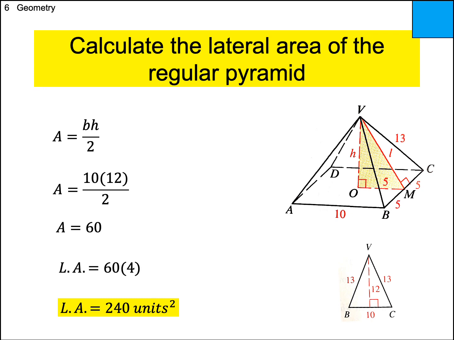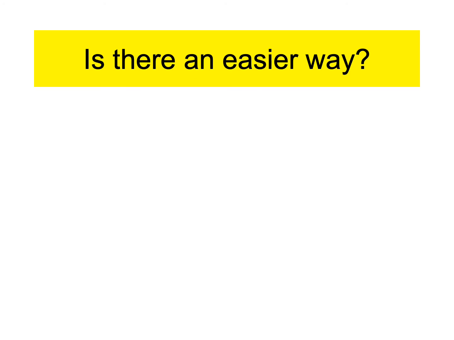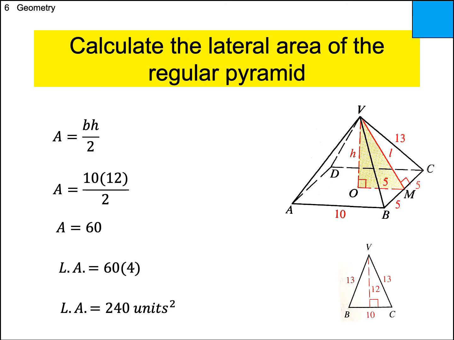You might say, well, this wasn't that hard, but it turns out there is an easier way. Let's think about what we just did. On the left is what we just did, and obviously it got us to the right answer. But let's think about the definition of a regular pyramid. One of the things you wrote down was that all of the triangles are congruent. So if all the triangles are congruent, that means the bases of the triangles are exactly the same.